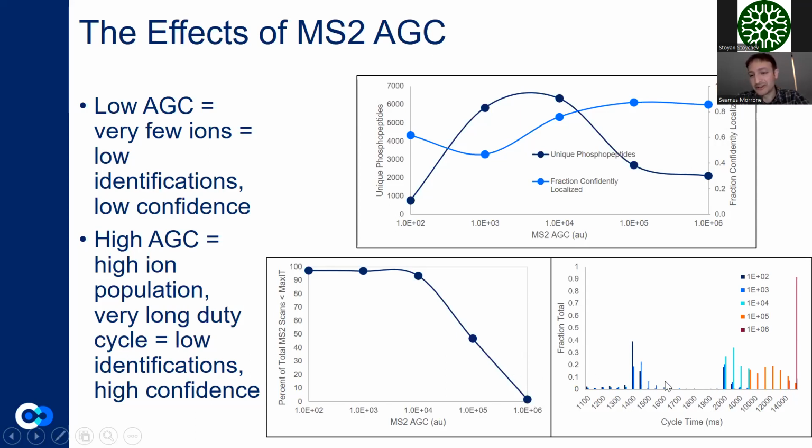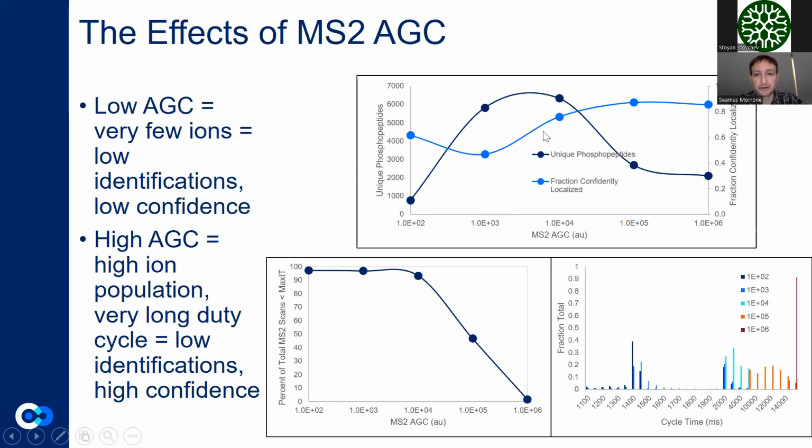So anything higher than 1 second, we're already at this point reaching 14-second cycle time with very few identifications, starting from 1.4 seconds. So it's an order of magnitude larger by going up to these high values, which makes it untenable to use such a long cycle time. But what we do see from this is that at the lower end, we're accumulating fewer ions, which leads to these low identifications and fairly low confidence.